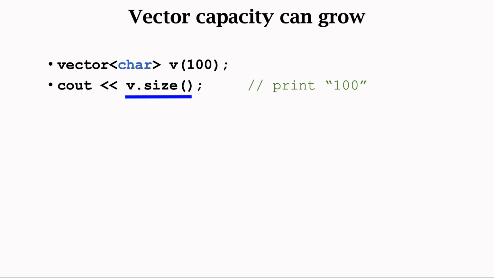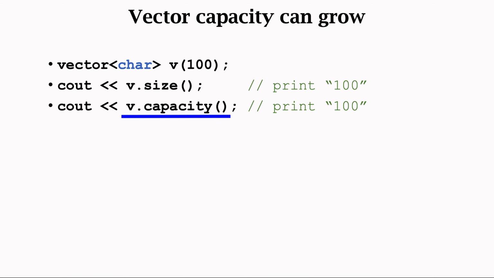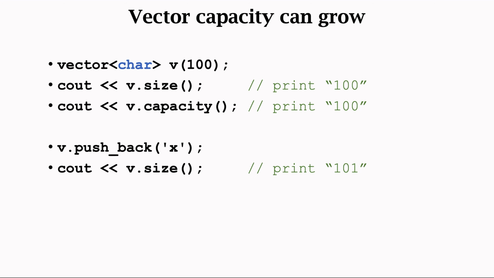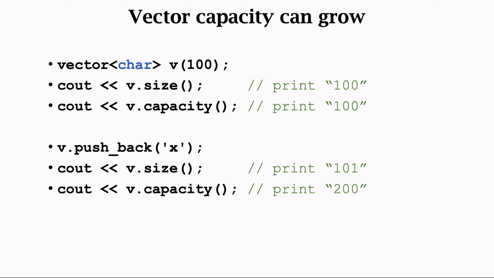v.size returns the size of v. Now it is 100. It means that v has 100 elements. v.capacity returns the capacity of v. It's also 100. Capacity is different from size. I will elaborate on this point in the next slide. Pushback x means appending the character x to the end of the vector. Now the size becomes 101 because there is one more element. But the capacity becomes 200.